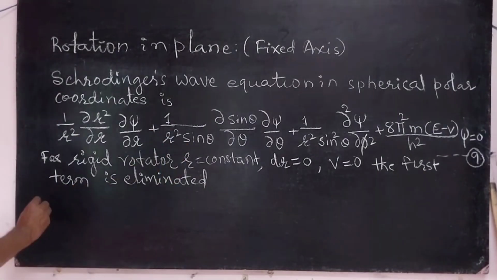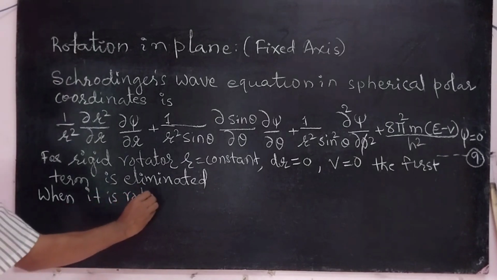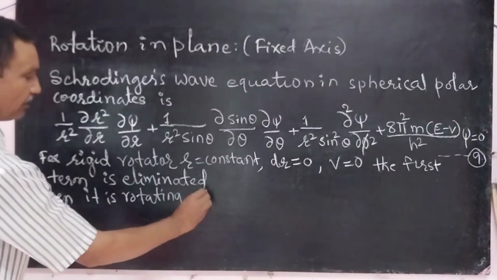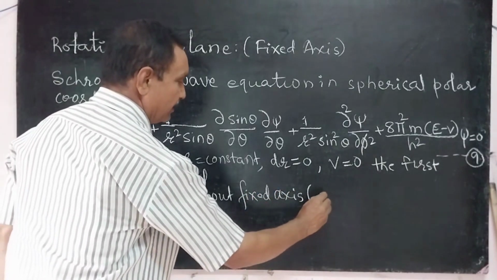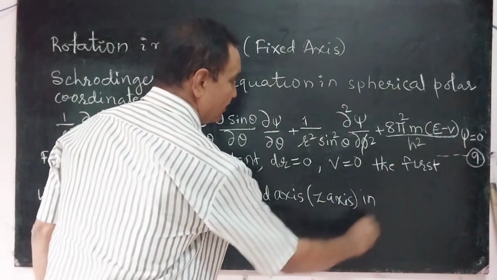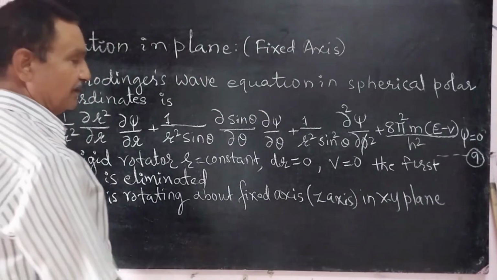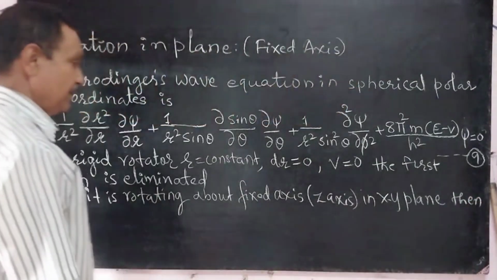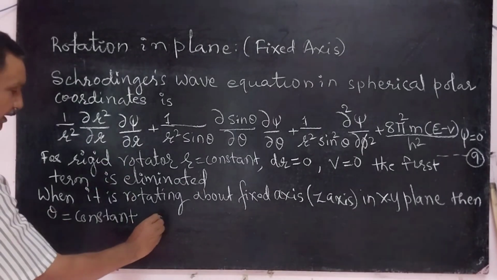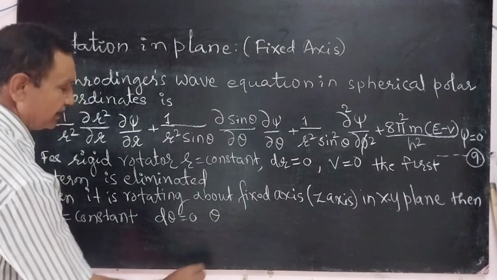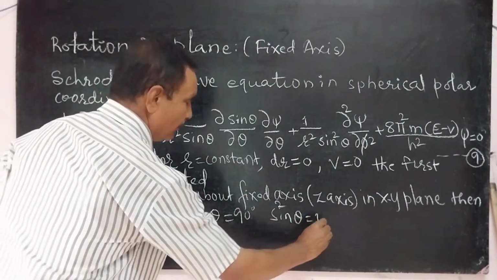Then when it is rotating about a fixed axis, say the z axis in the xy plane, then theta is constant, and d theta is 0 and theta is 90 degrees, so that sin square theta is equal to 1.